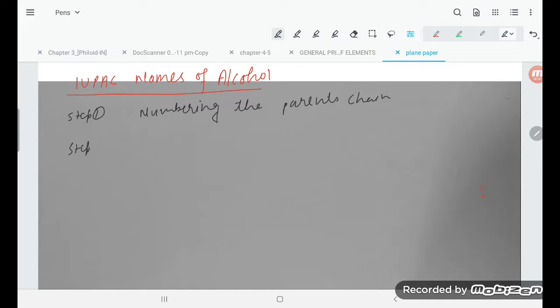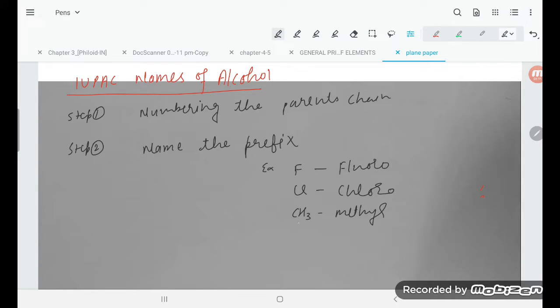Step number 2: name the prefix. Pre means first, so firstly we have to write the prefix. For example, if F is there, it will be fluoro. If Cl is there, it is chloro. If CH3 is there, it is methyl. C2H5 is ethyl. NO2 is nitro. So these are the prefixes.